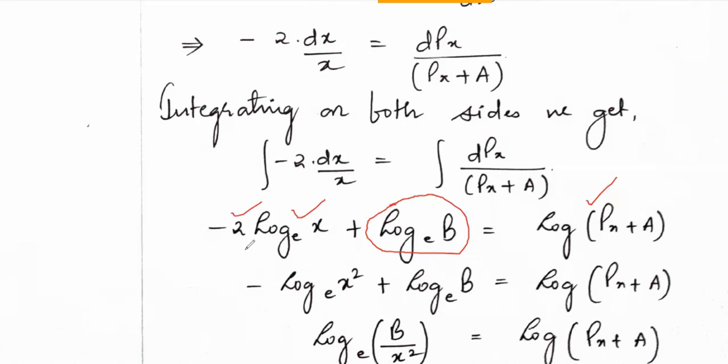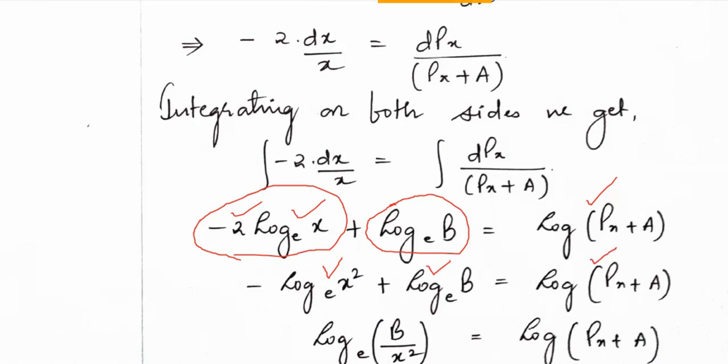Now we know that here this is important. I'm using the laws of logarithm. So m log n can be written as log n raised to m. So that is what I have written here. Next, this is once again constant, and this is also constant.